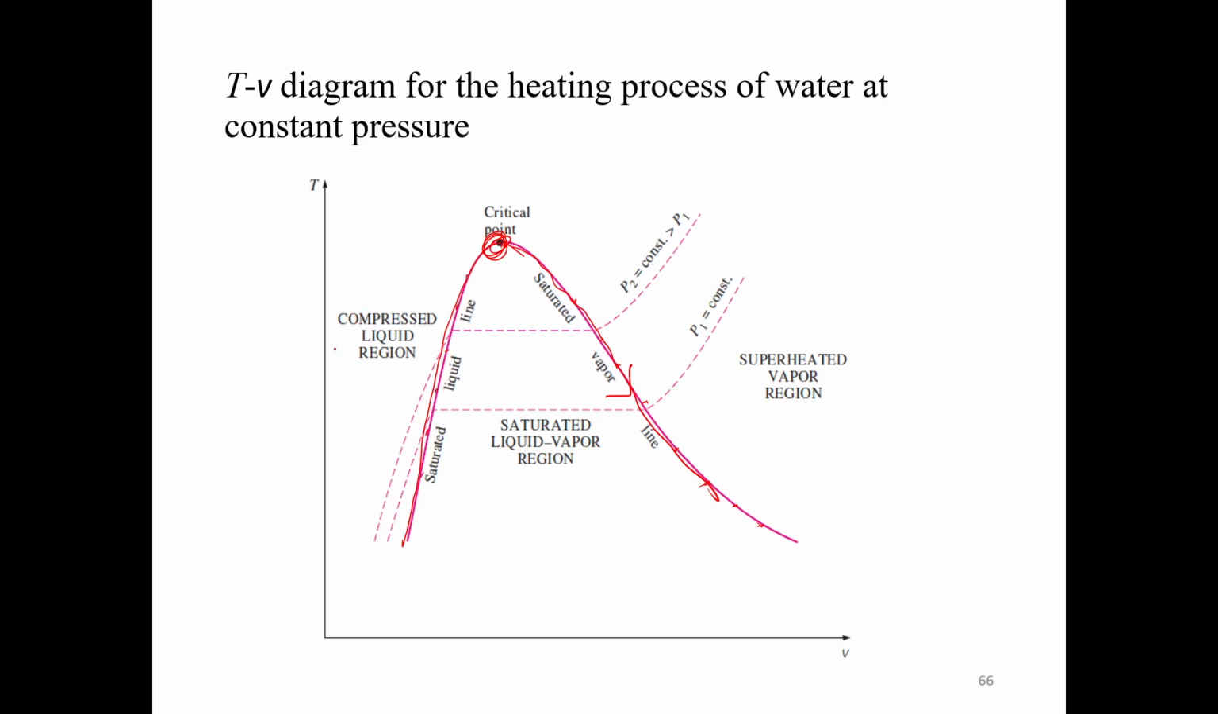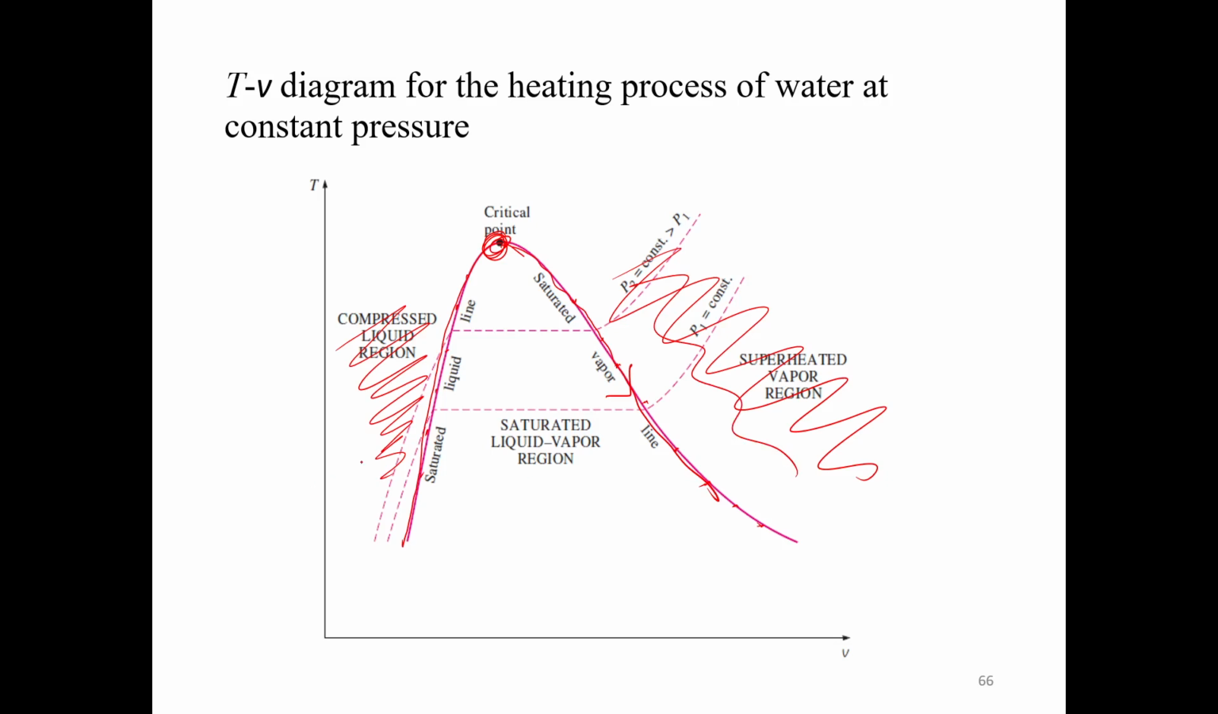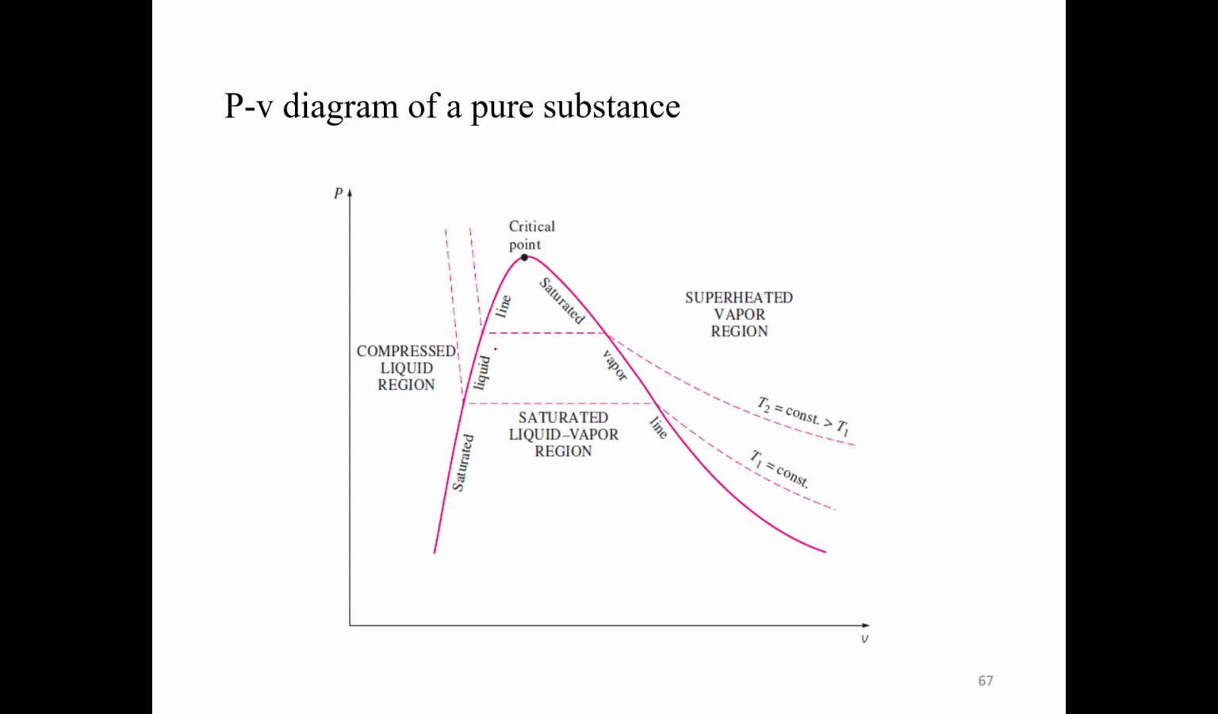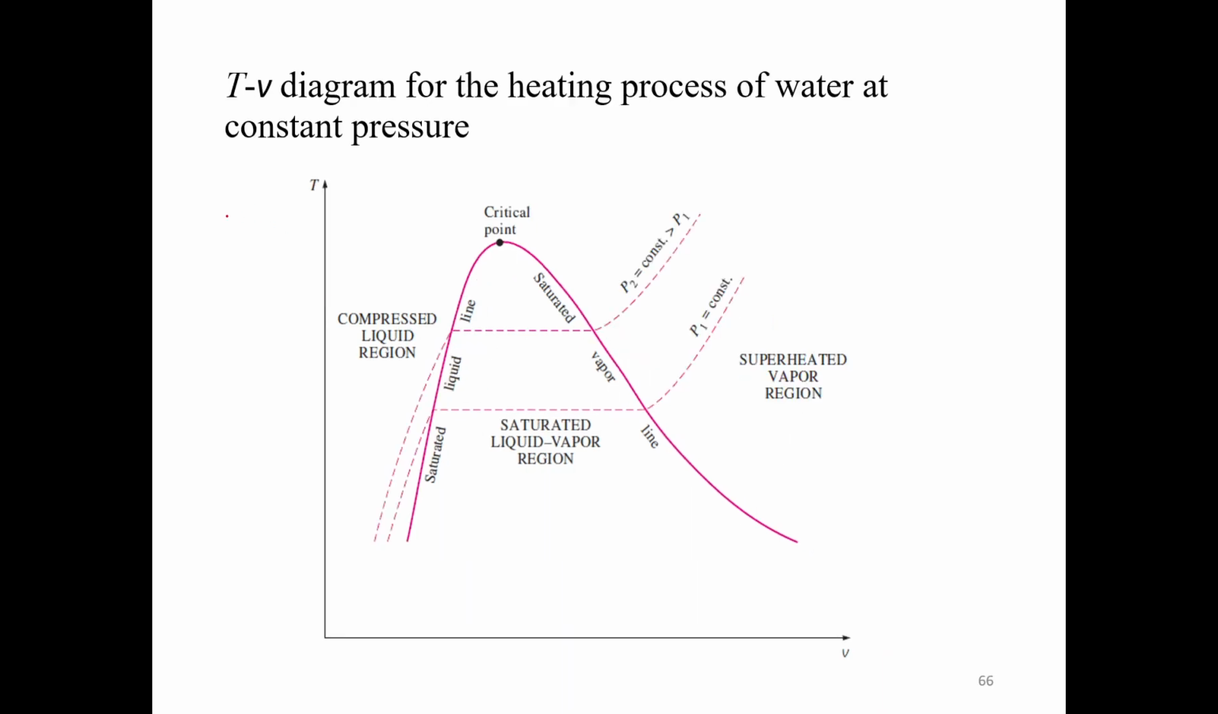Then in here we have the compressed liquid region, or we call it subcooled liquid, and in here we have superheated. So these are all superheated regions. In the middle we have the mixture, the saturated water and vapor region. Basically we have a mixture there, with saturated water as well as saturated gas. Okay, so this one is for temperature and volume.